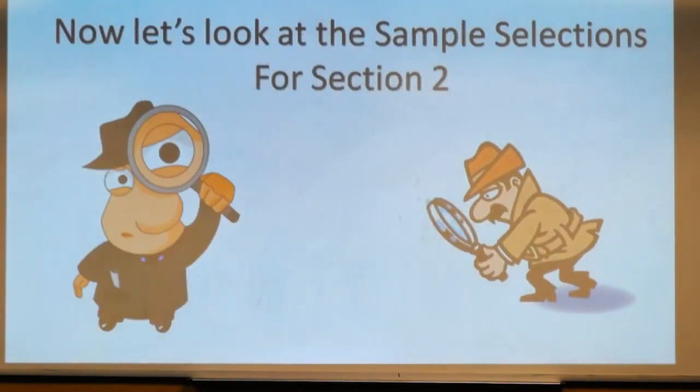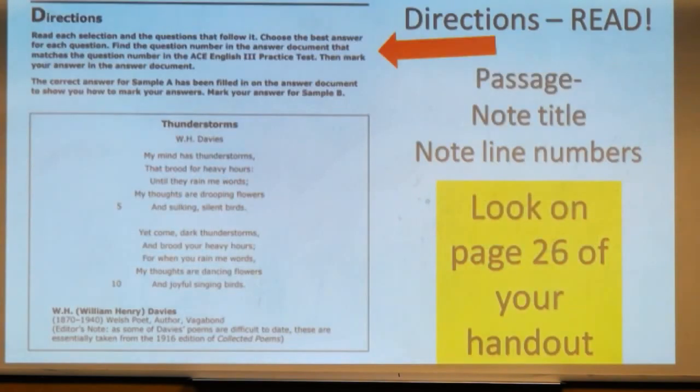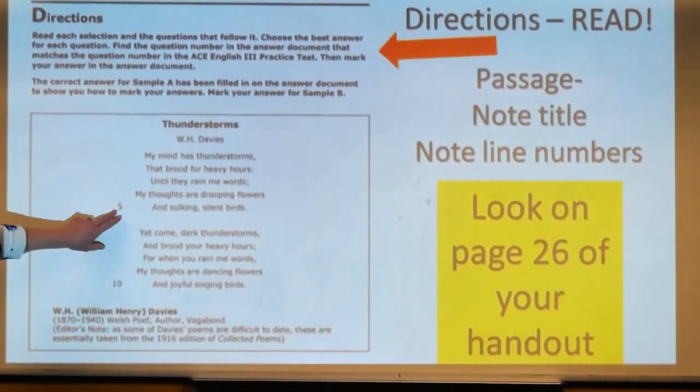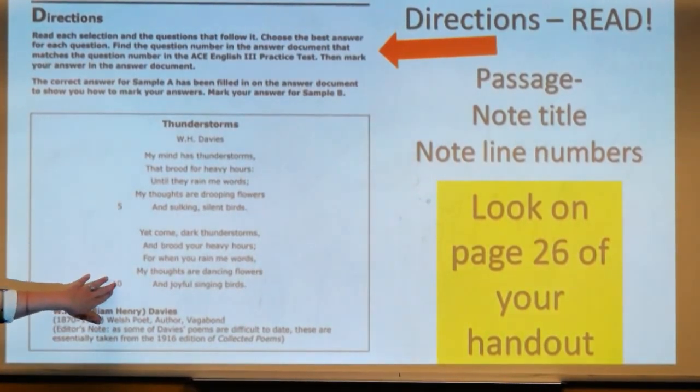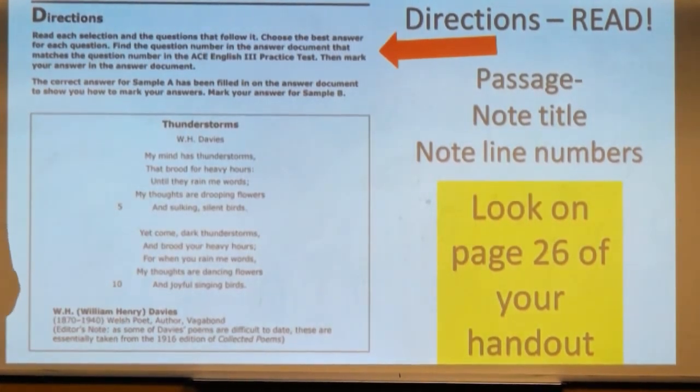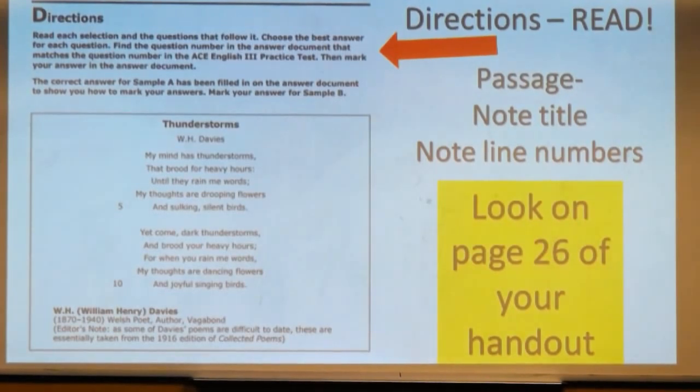Okay, let's look at some sample selections for section 2. Look on page 26 of your handout, and I'd like for you to pause the video and stop and read this selection. Read the directions first, note the title, note on your selection that there are line numbers. These line numbers are important in helping you answer questions whenever you go on. So please look on page 26 of your handout and take a few minutes to read Thunderstorms.